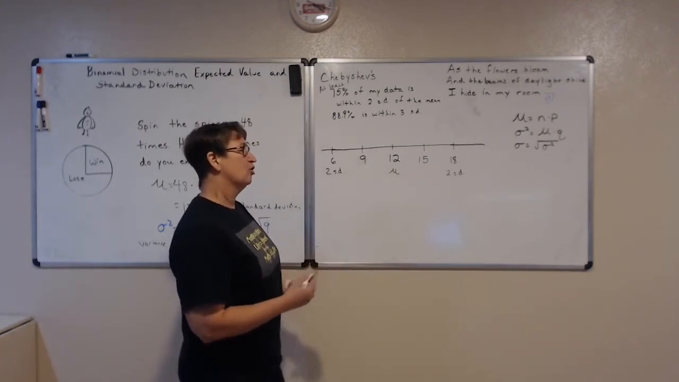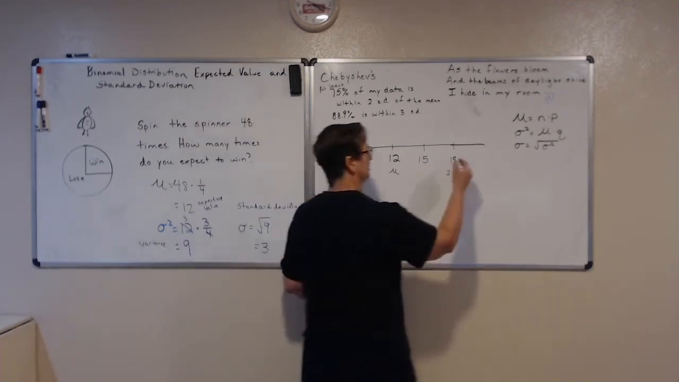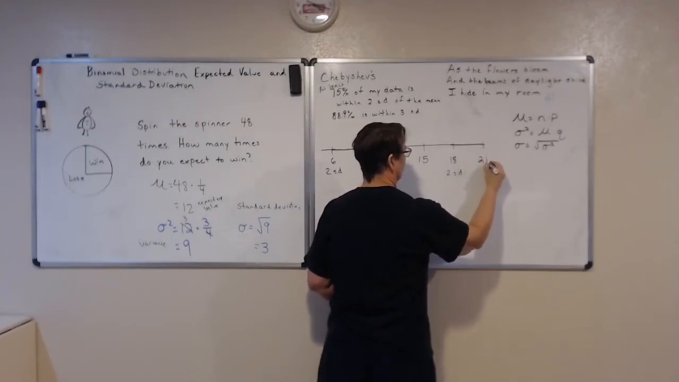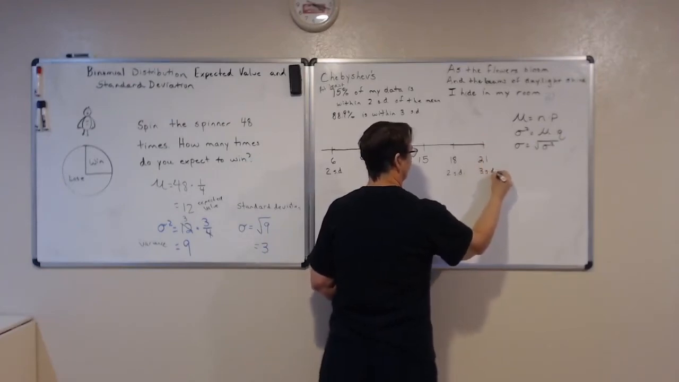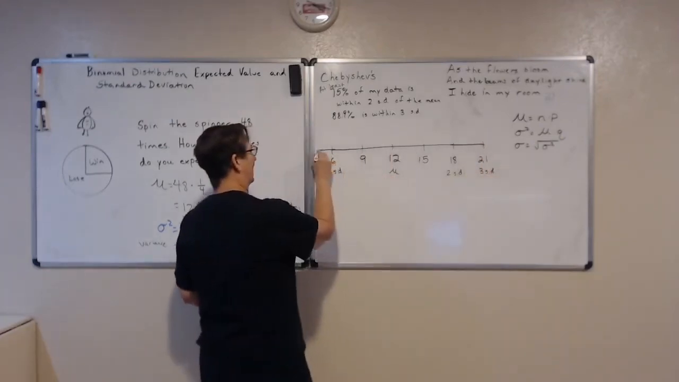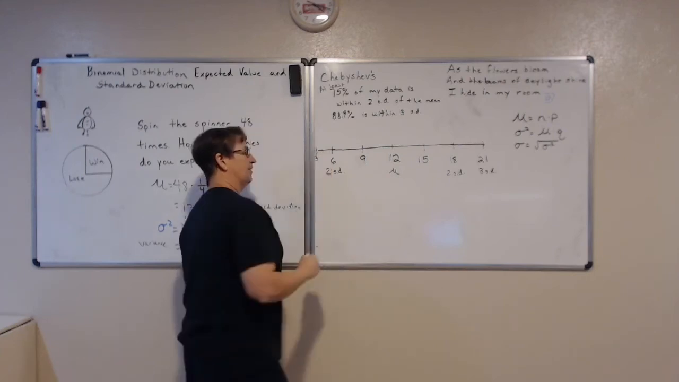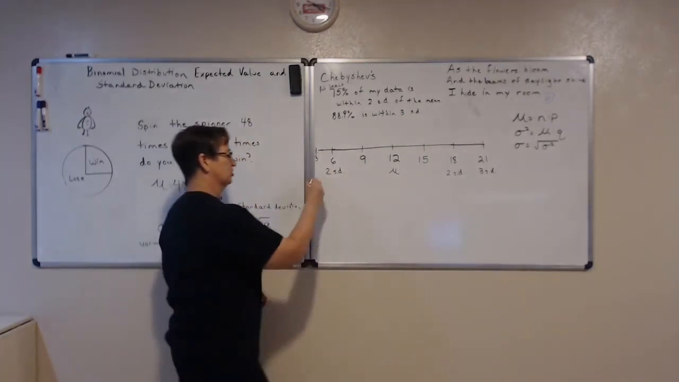So now go up 1 more standard deviation, 18, 19, 20, 21. And that's 3 standard deviations. Go back another one. I ran out of room. And I'm at 3. That's 3 standard deviations.